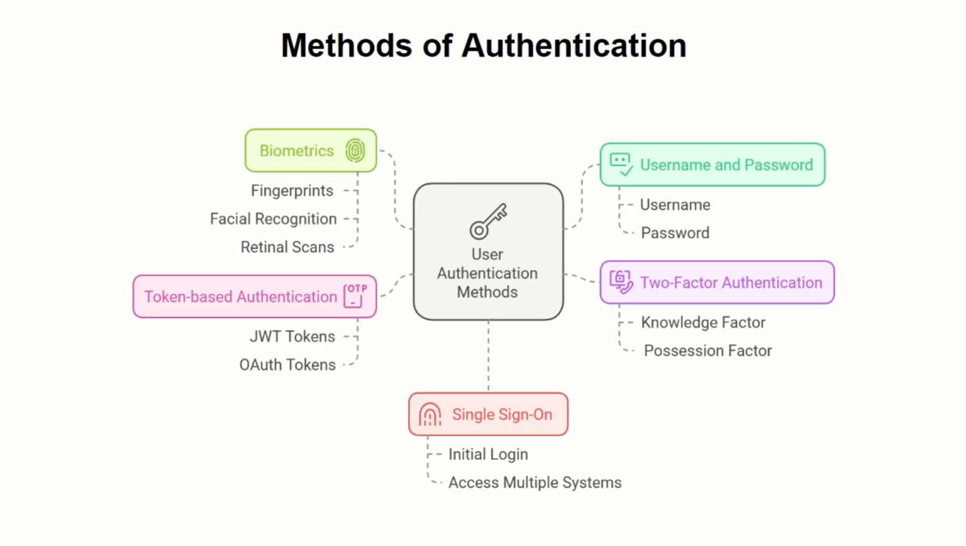Then two-factor authentication, an added layer of security. It requires two forms of verification: something the user knows, for example a password, and something the user has, like a smartphone app generating a code. Then biometric, verifying a user's identity based on unique physical characteristics like fingerprints, facial recognition, and so on. Then token-based authentication, which involves generating a unique token after the user successfully logs in, such as JWT or OAuth tokens, which is used for subsequent requests.